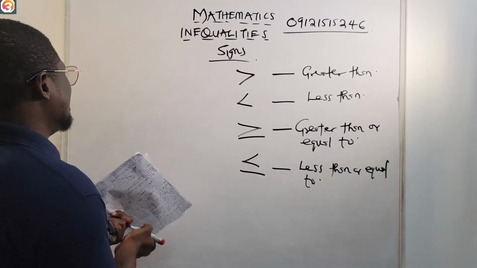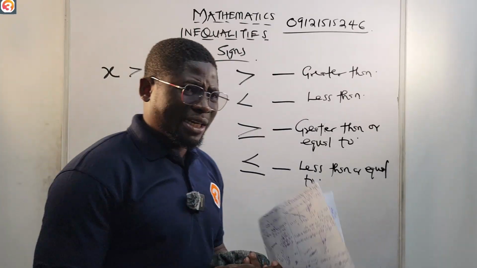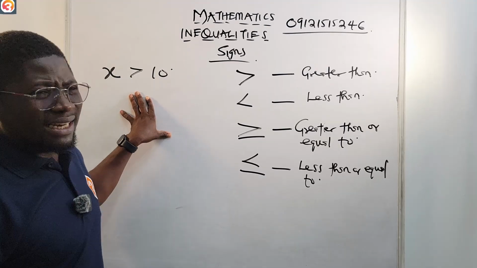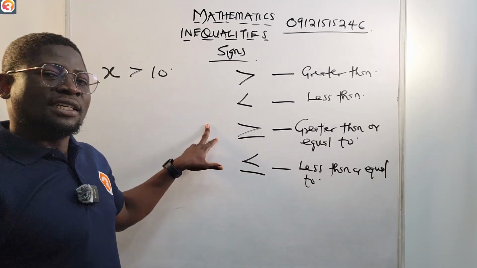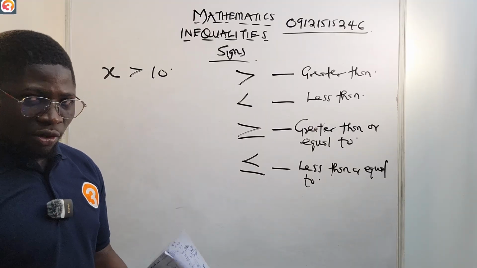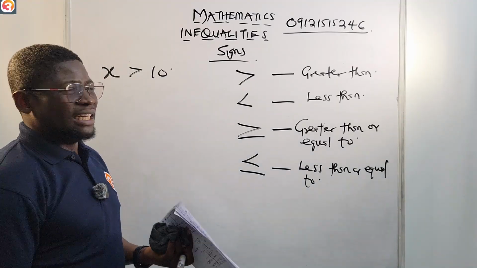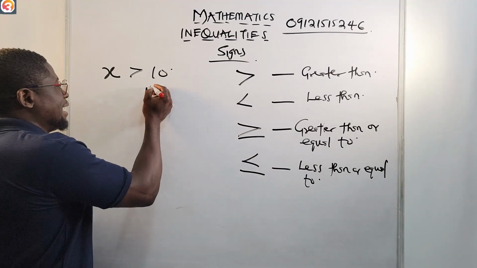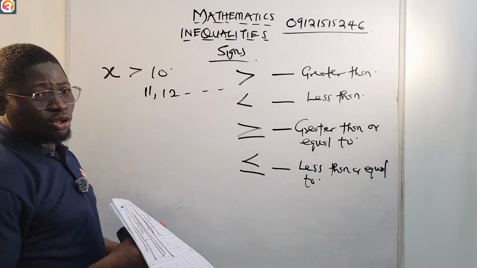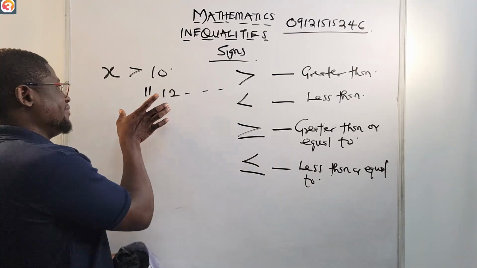So, for example, we can have something like this: X is greater than 10. If you are told that X is greater than 10, what values will satisfy this inequality? It means that the values of X are above 10. 10 is not included because the values are greater than 10. That means the values that will satisfy this inequality will be like 11, 12, like that, up to 1 quintillion, continuously to infinity. Positive values above 10 will satisfy this inequality.